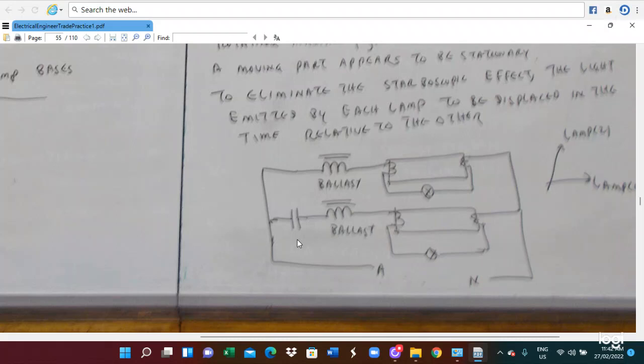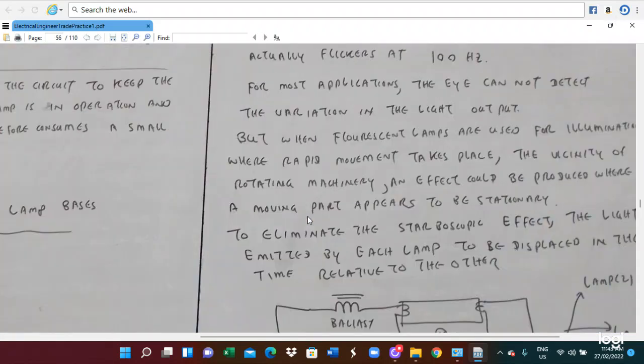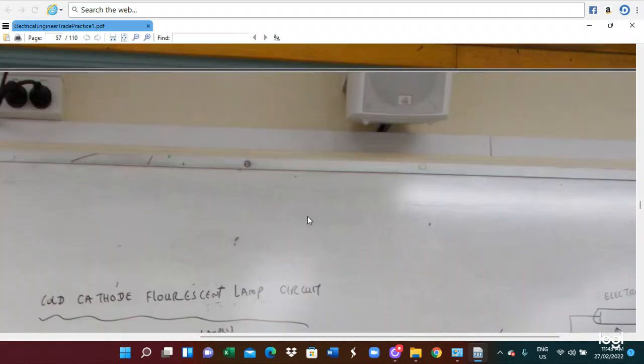If all the fluorescent lights are running at the same timing, it can cause a stroboscopic effect. So to cancel the stroboscopic effect, their timing must be different. To differentiate the timing, we provide the capacitor, so the two fluorescent lamps operate at different timing. In this way, we can reduce the stroboscopic effect. This is an important aspect: how to reduce the stroboscopic effect.